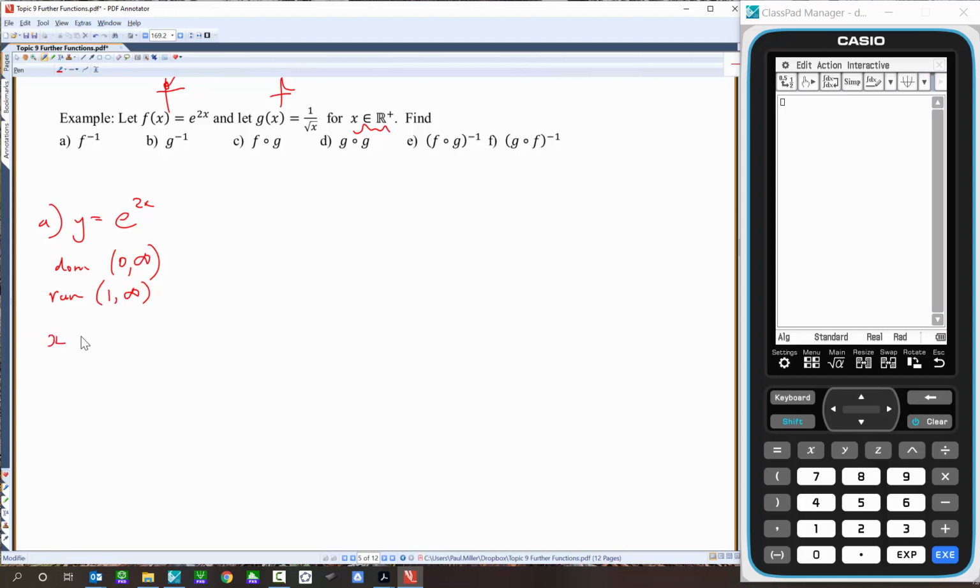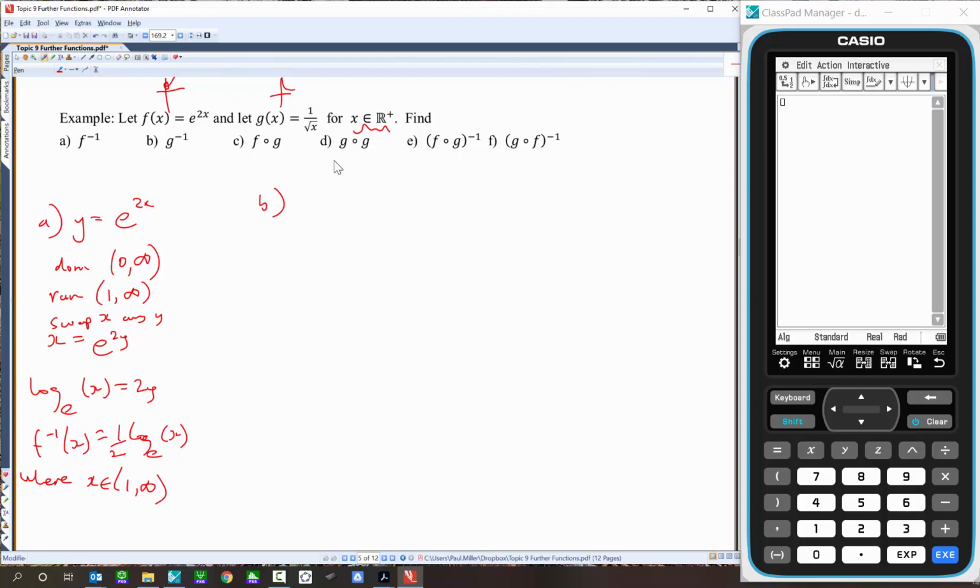All right, let's do it. We should say swap x and y. x is equal to e to the 2y. Log e x is 2y. f negative 1 x is equal to half log e x, where x is an element of, so the domain of the inverse is the range of the original, so 1 to infinity.